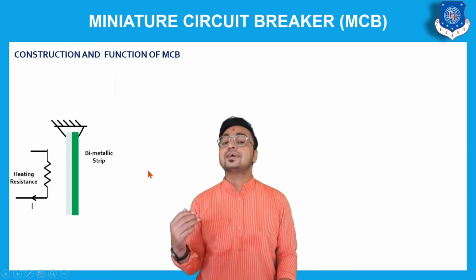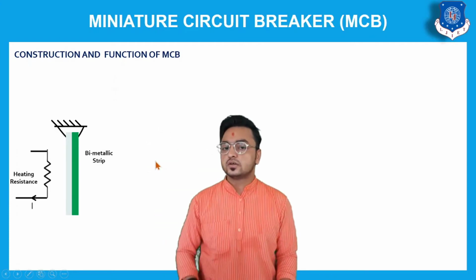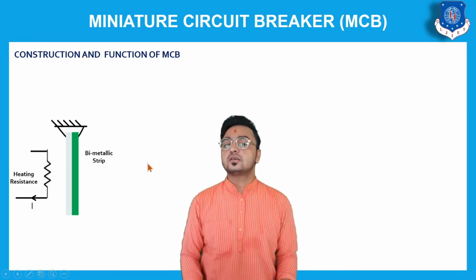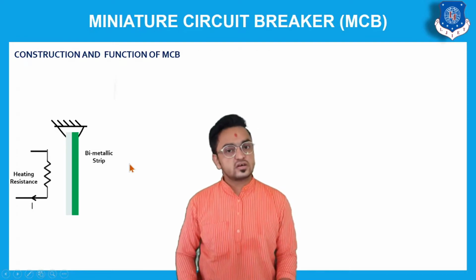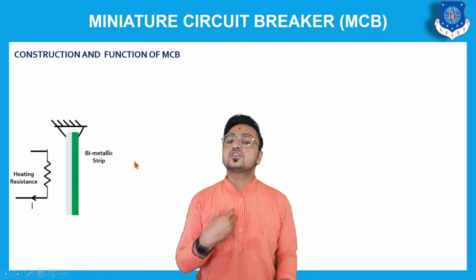We know that when excess current flows through any circuit, because of the resistance of that circuit, what will happen? It will increase the temperature of that particular circuit. So basically, what is the indication of high current?